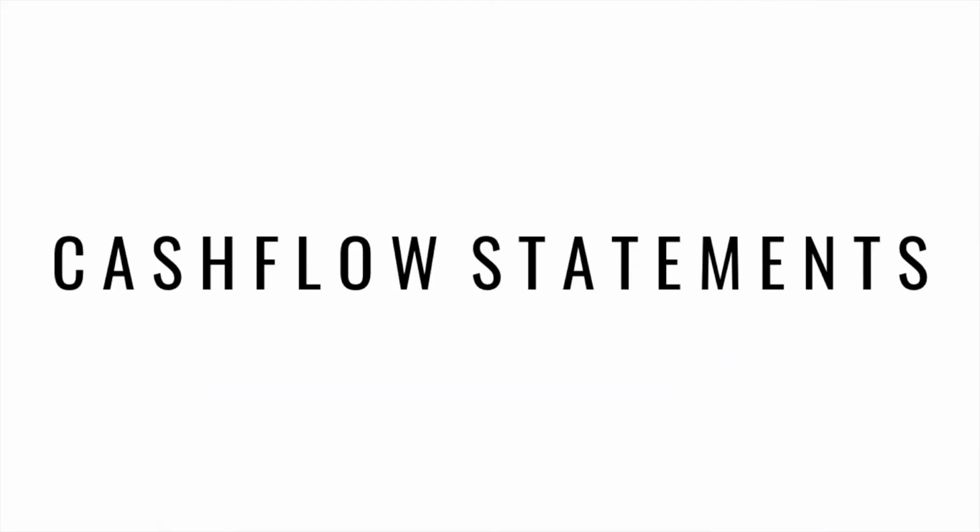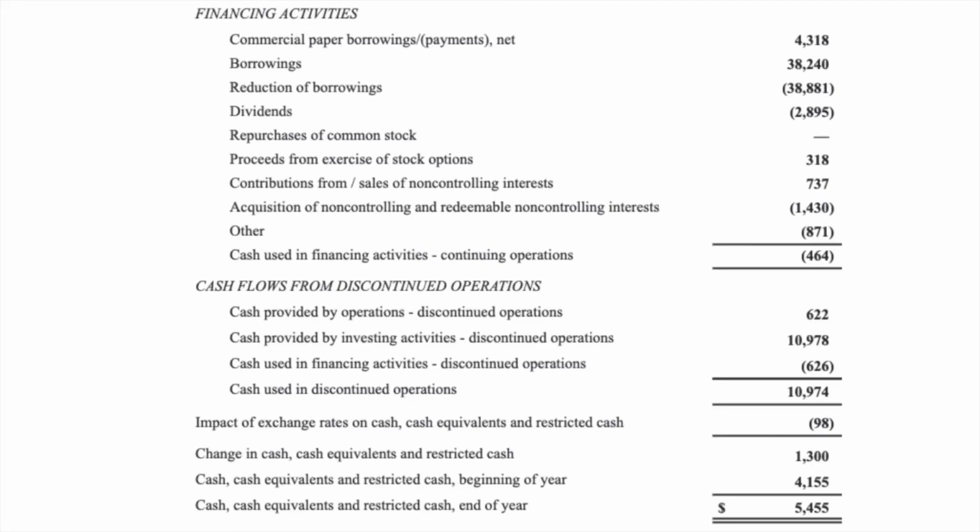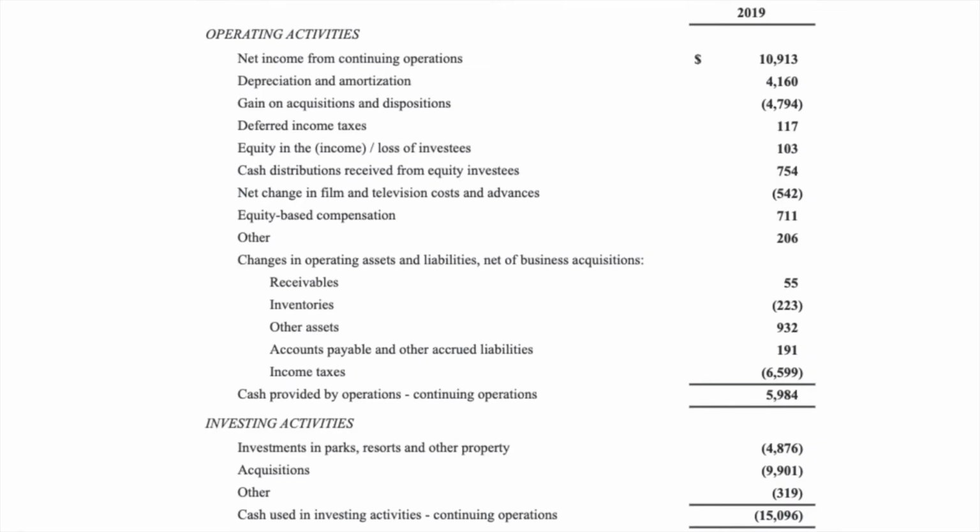Now let's take a look at cash flow statements. Cash flow statements tell us, as the reader or as the shareholder, how money is coming in and how it's being distributed. So let's apply that to Disney. Here they have it broken down into several categories. They had $4.1 billion in cash from 2018, and their net income from 2018 happened to be $10.9 billion.